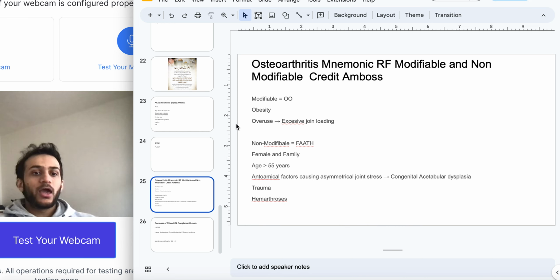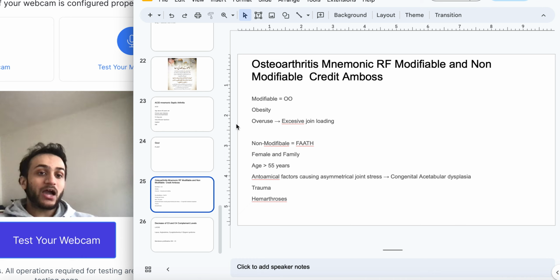Next thing will be anatomical factors. These can be any sort of anatomical problems, such as congenital acetabular dysplasia, any sort of problem where there may be asymmetrical joint stress. The T can be trauma, so someone gets some sort of trauma to the joints. The H over here can be hemarthrosis. If there's some hemophilic disorder in which we have a lack of a coagulation factor, this can lead to hemarthrosis.